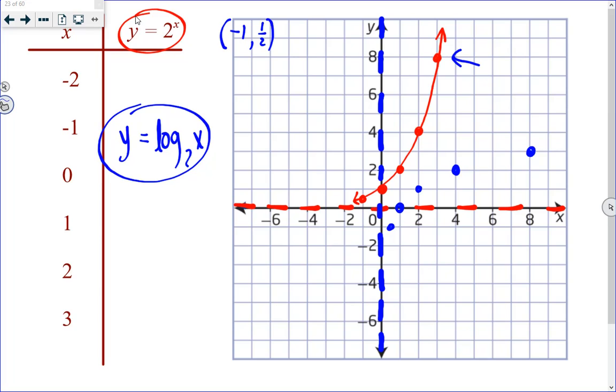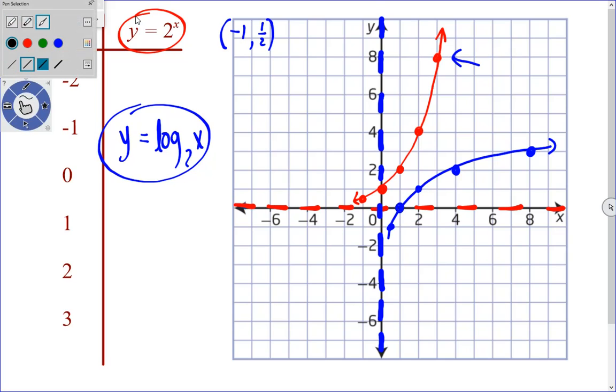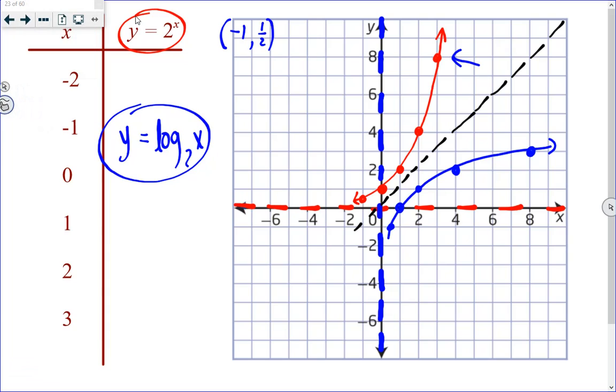And you can see that we get a nice reflection across the line y equals x. Right, here's y equals x. Well, close enough. So that's what the graph looks like.